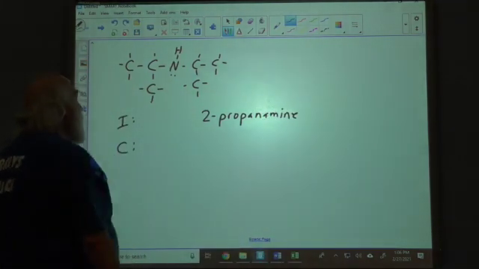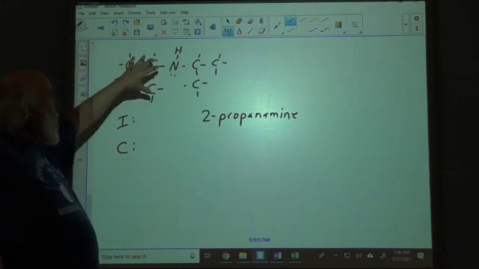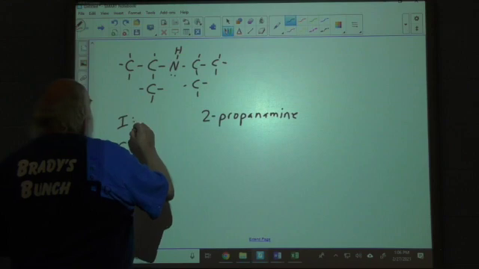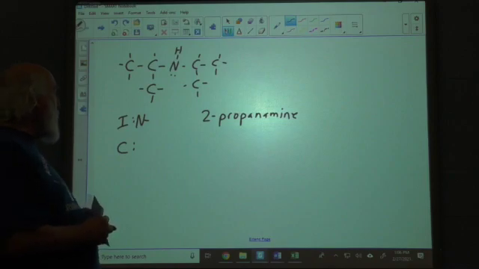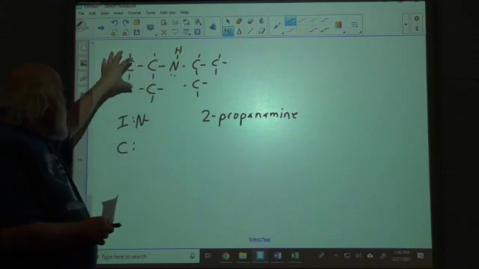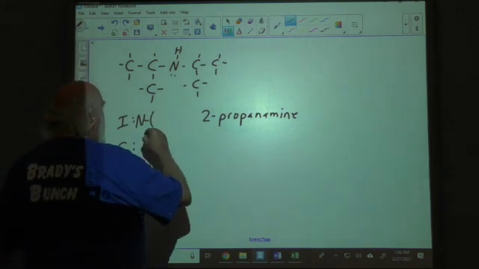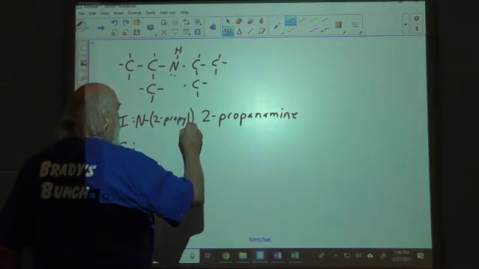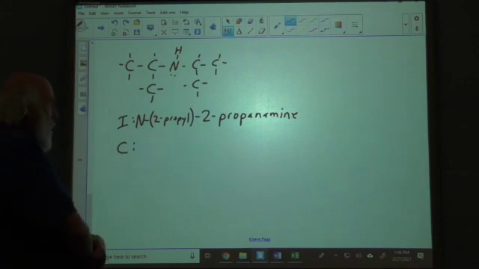Over here, I have a 3-carbon chain bonding on the nitrogen. So this is N-. But since the second carbon is bonding to the nitrogen, we have to put in parentheses what this group is doing as an attachment to the nitrogen. So put parentheses, 2-propyl, close parentheses, hyphen. So N-(2-propyl)-2-propanamine.